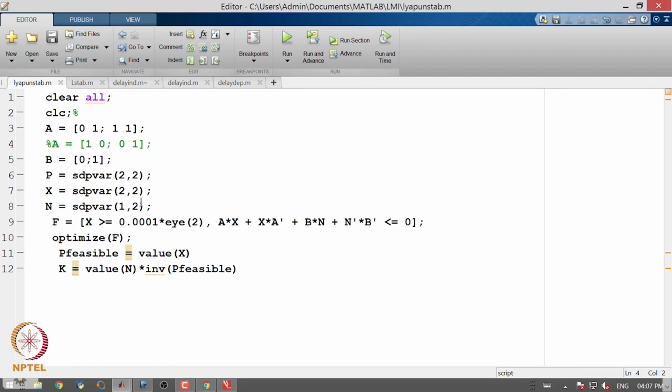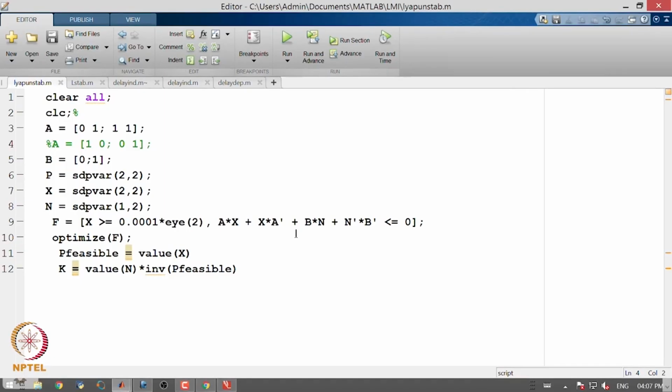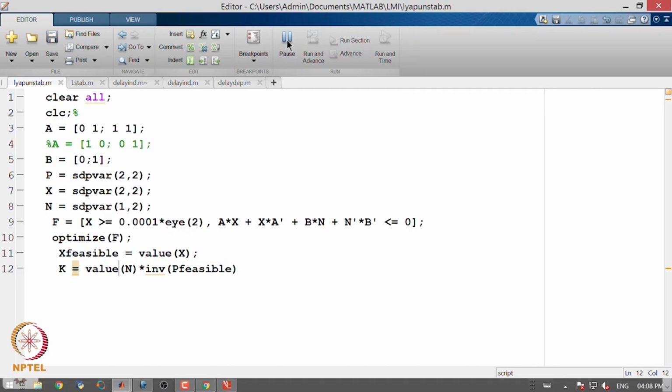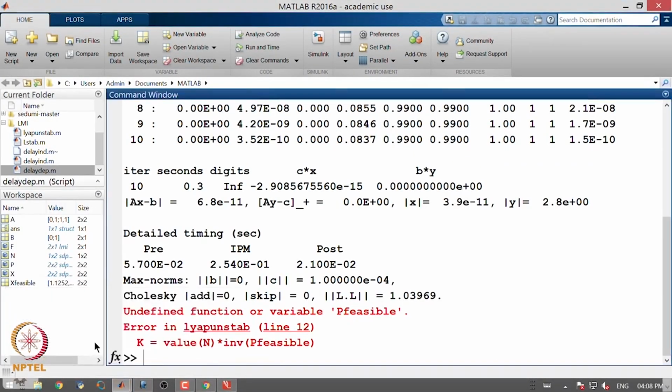So there is no real constraint on N. I am not really fixing the entries of N to be greater than 0 or whatever. The only thing that is to be fixed is for X. So this LMI I just plug into this equation, and I say optimize, and then I have this feasible X, maybe I should call this X feasible instead of P. And then I find this value of K. I just run this little code.